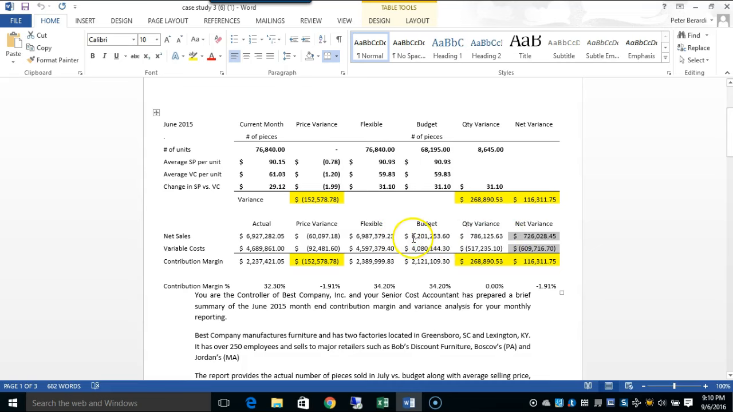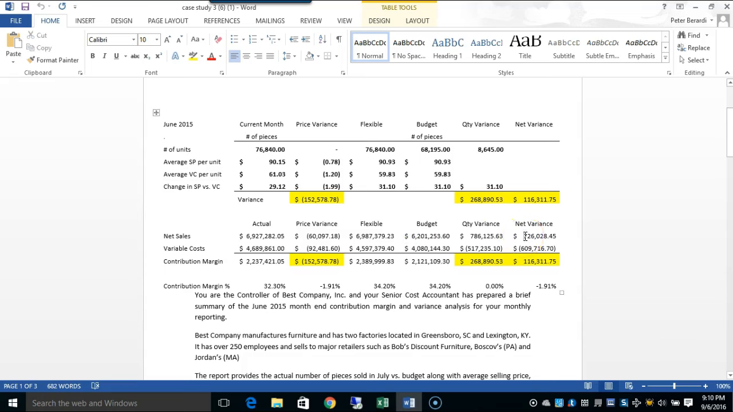were higher than budget by $726,000. Net sales for the month was $6,927,282, compared to budget of $6,201,253, which was a net favorable variance of $726,028 favorable. And you want to mention what percent this favorable variance is of the total budget.